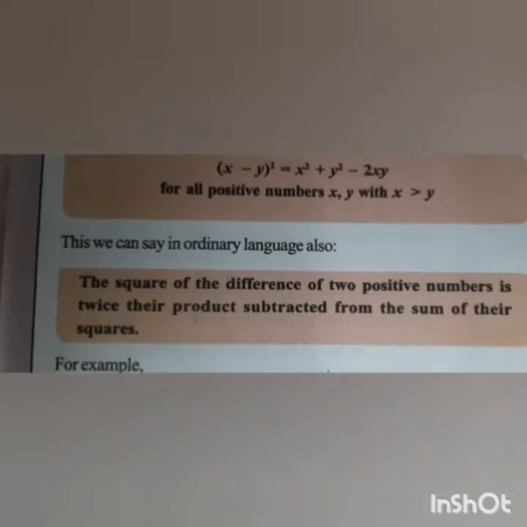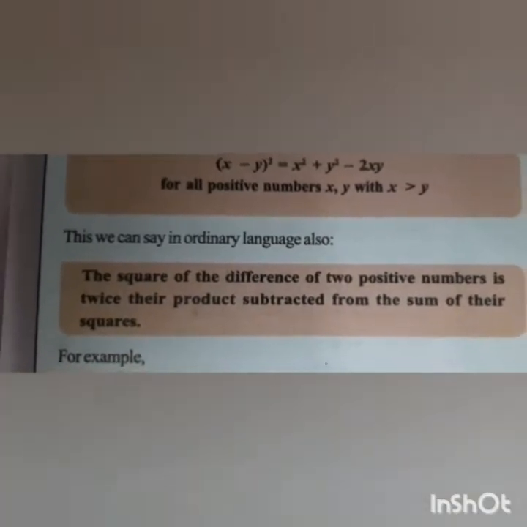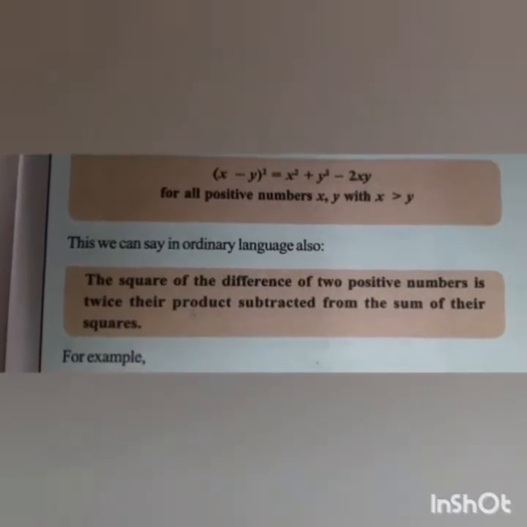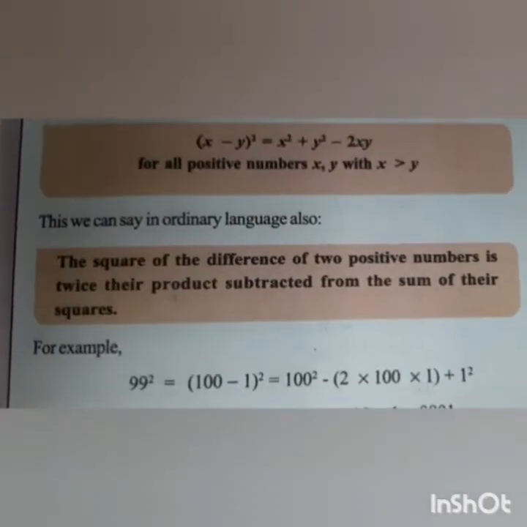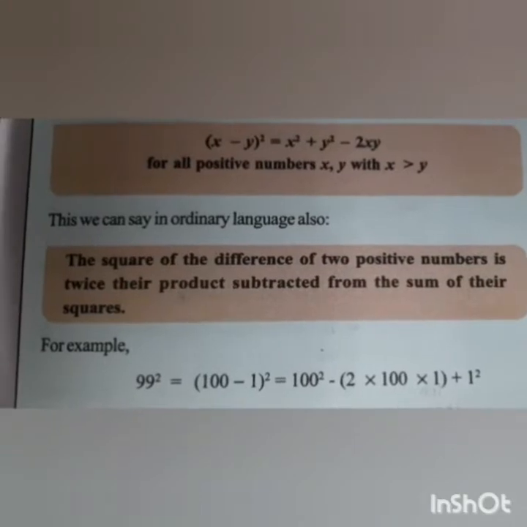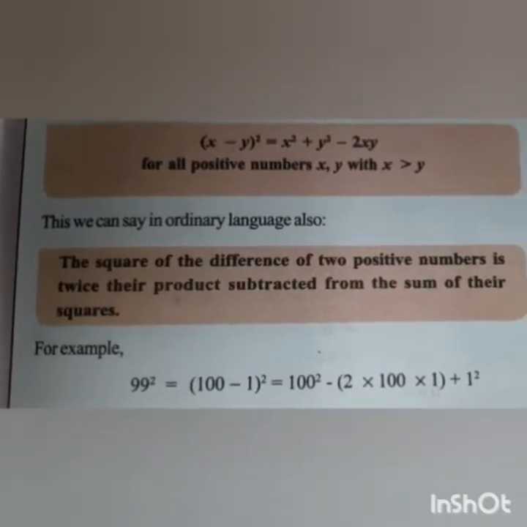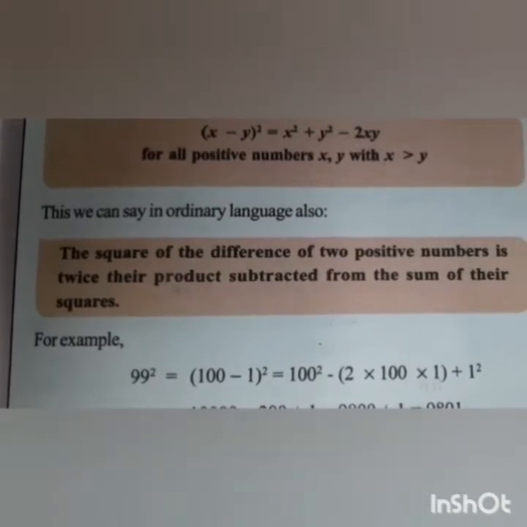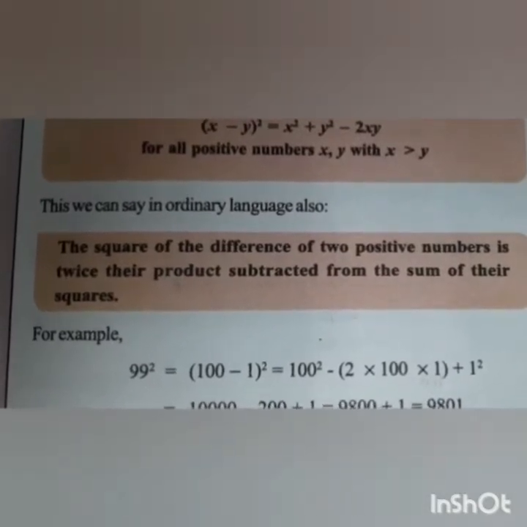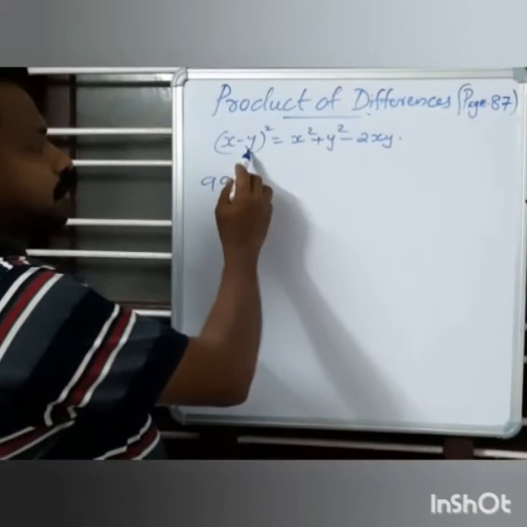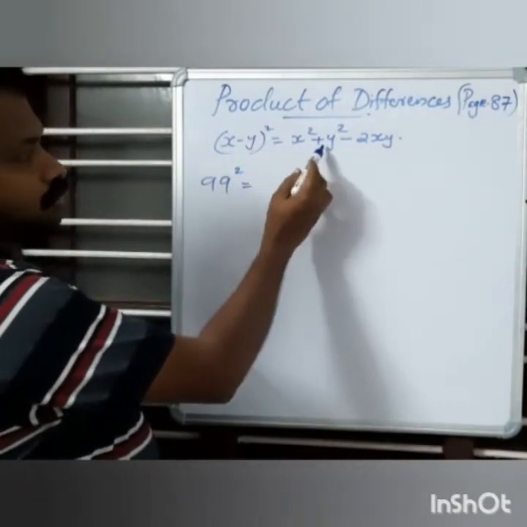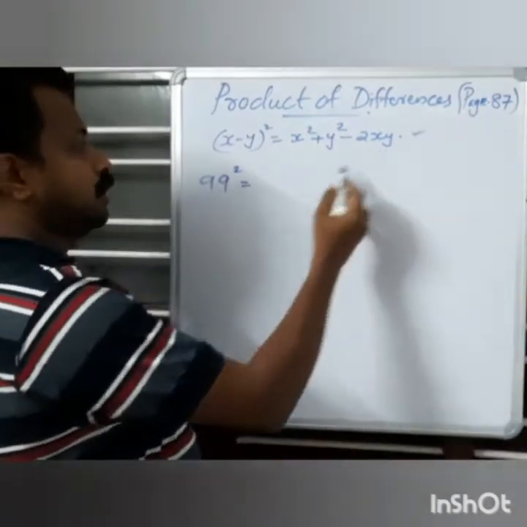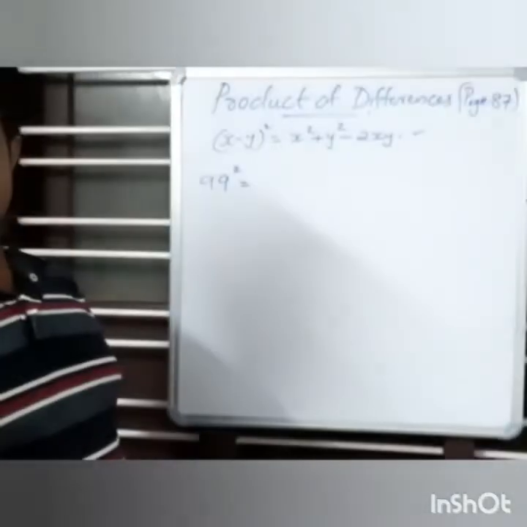X minus y whole square is equal to x square plus y square minus 2xy. The square of the difference of two positive numbers is twice their product subtracted from the sum of their squares. X minus y whole square is x square plus y square minus 2xy. Use this identity and complete this one.